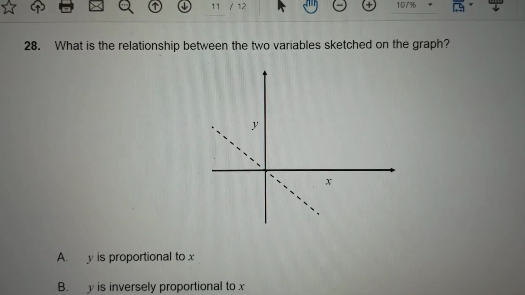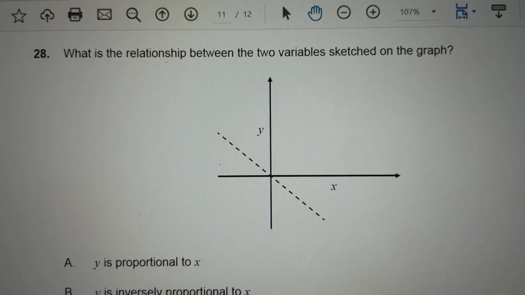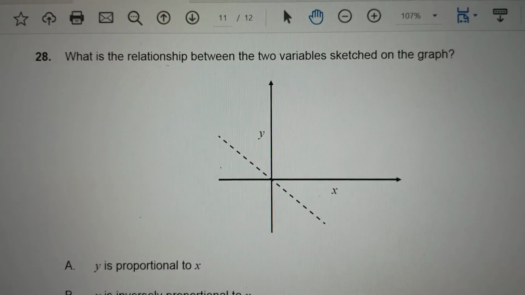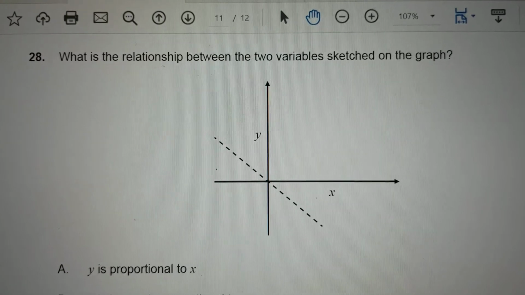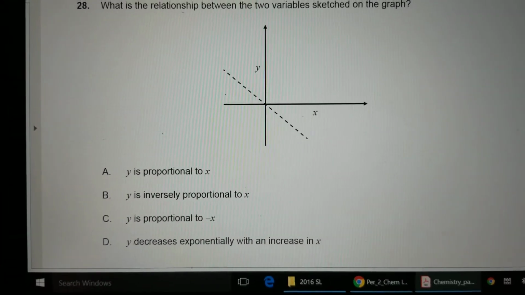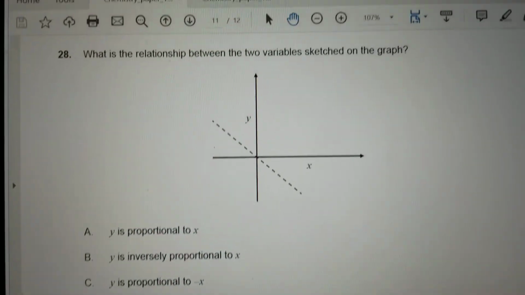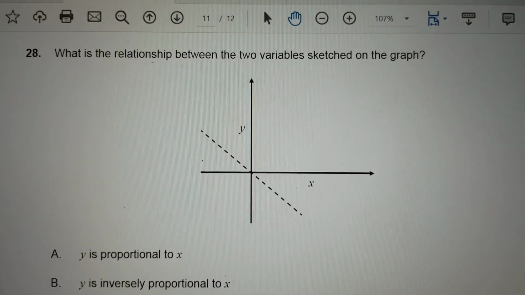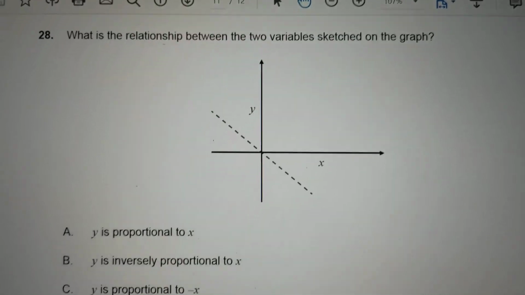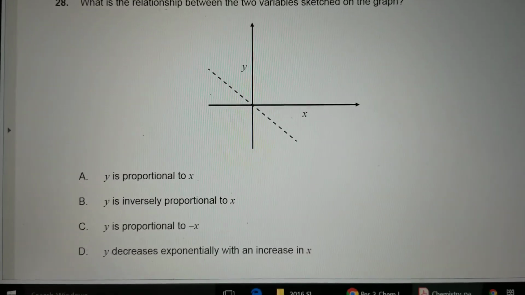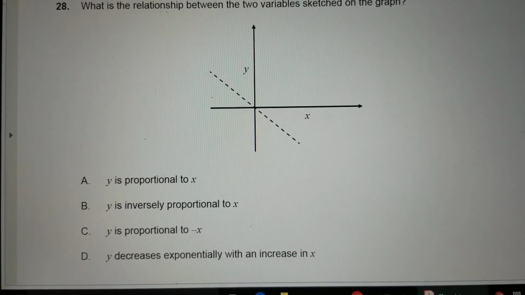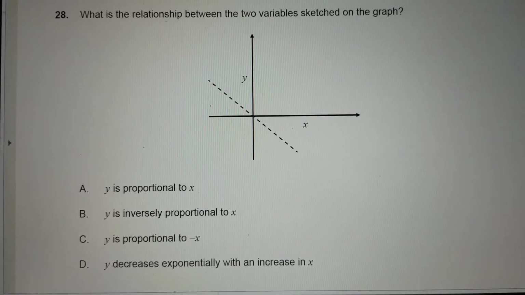For number 28, looking at this graph, I can see that because it's a linear graph, it is going to be proportional. So that means it's going to be either A or C. And the fact that the graph is going negative, it has a negative slope. The correct answer is letter C: Y is proportional to negative X.